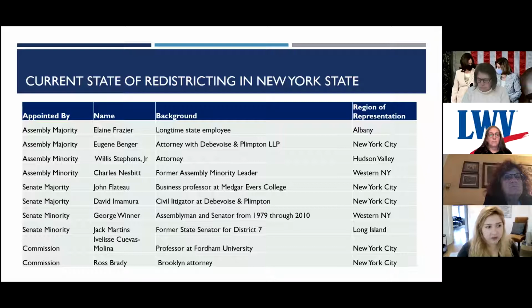And of course, Latinx people make up 20% of New York State's population. So it was critically important that there was at least one person representing that community. In the end, we did get that commissioner appointed, but I don't know if I would say that this is the best representation of demographic and geographical representation for New York State.